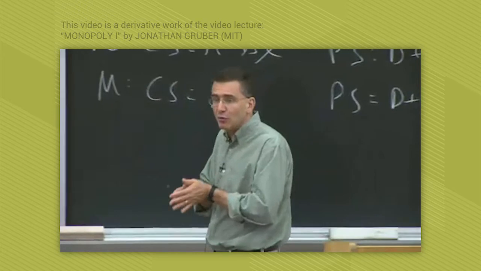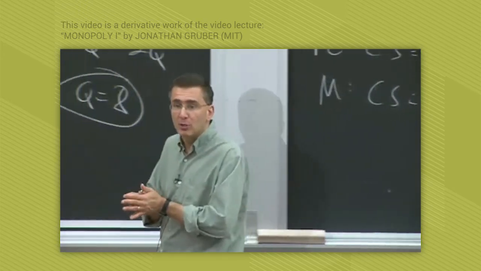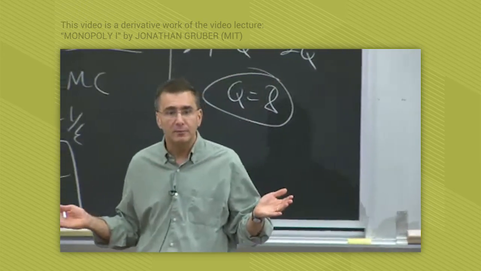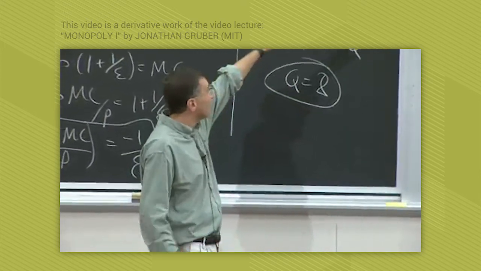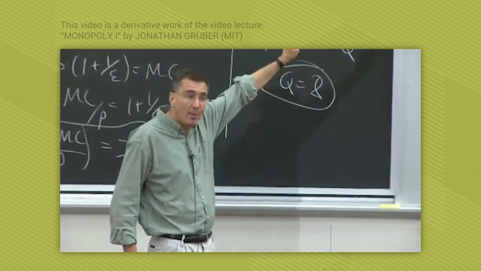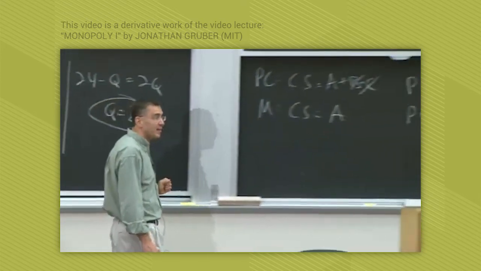So take the 7th unit. What's that worth to someone? Well, it's worth 17, right? We can read that off the demand curve. That's a willingness to pay curve. People are willing to pay 17 for that 7th unit.